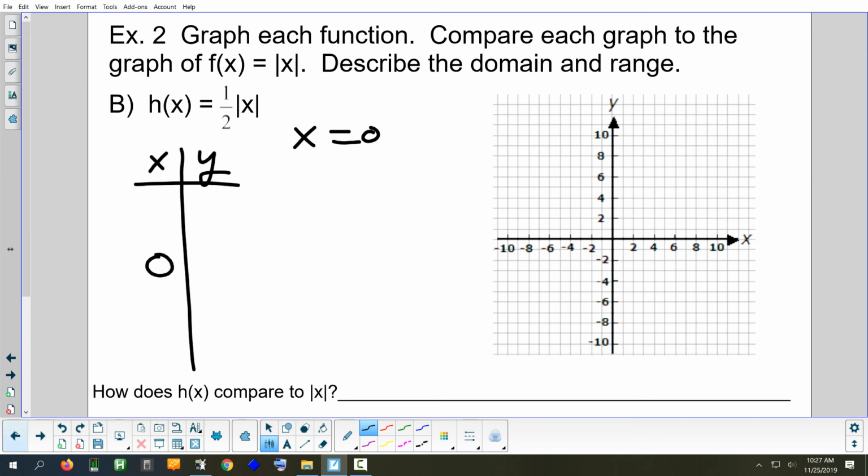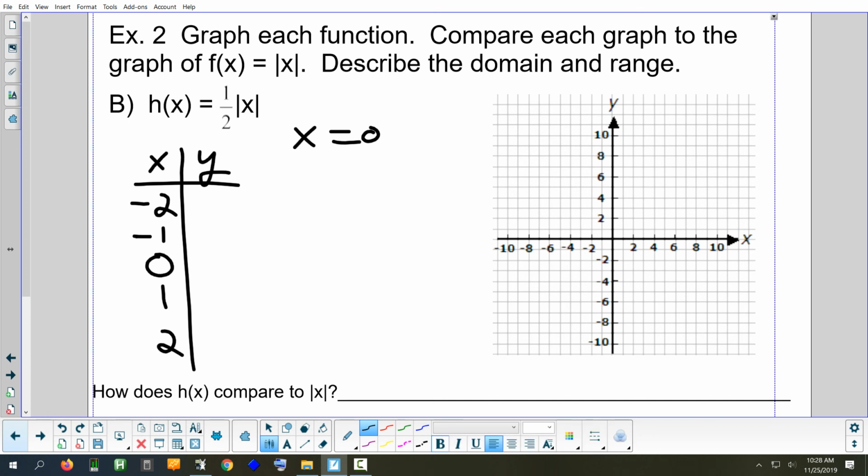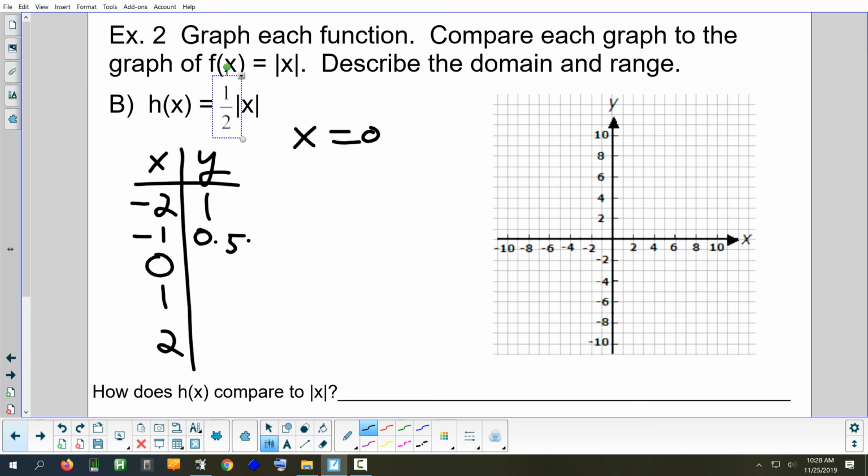Is there anything here you need to solve? No, it's already solved. Smaller than 0? -1. Smaller? -2. Bigger than 0? 1. Bigger? 2. There you go. Those are your x's. Now let's plug them in. What's the absolute value of -2? 2. Now they're saying take half of it. What's half of 2? 1. Now plug in -1. Absolute value of -1? 1. What's half of 1? 0.5.